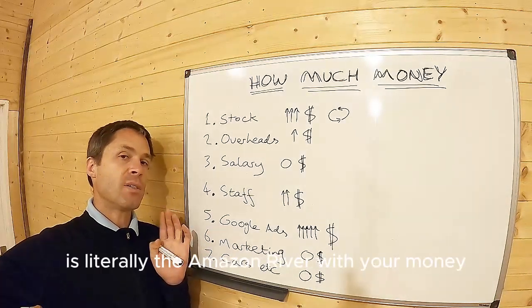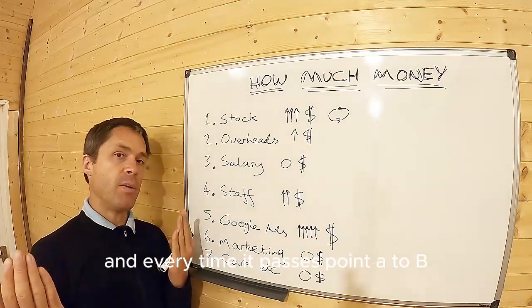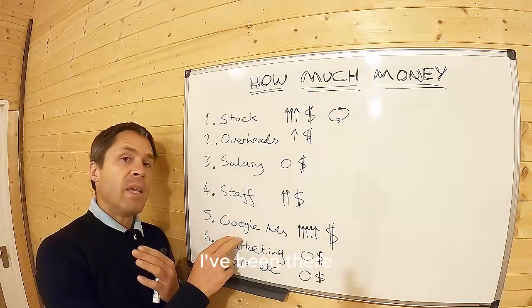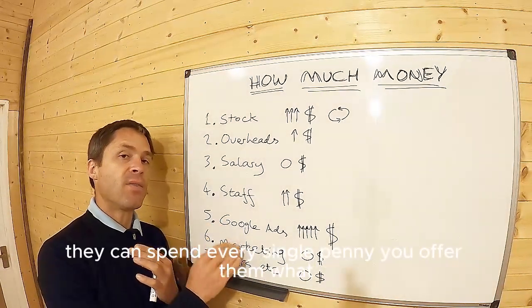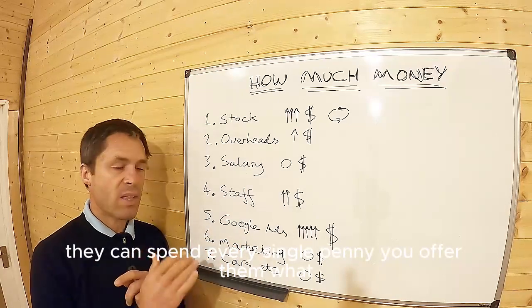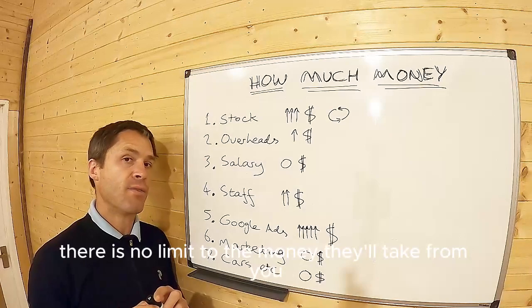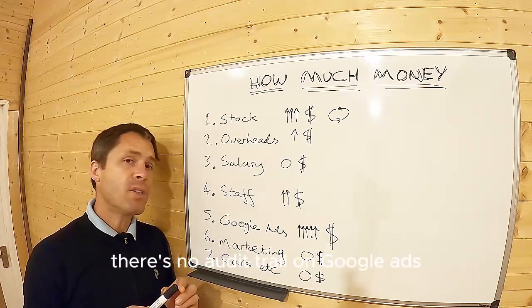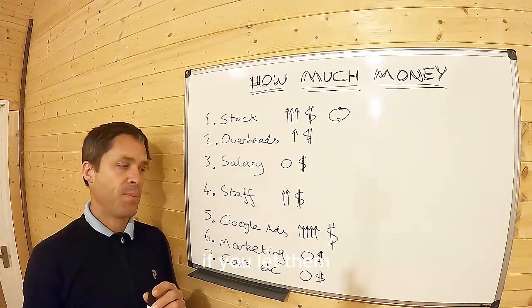Google Ads is literally the Amazon River with your money. And every time it passes point A to B, your money's gone. I've been there, I've tried it, I've done it. They can spend every single penny you offer them. Every single penny. There is no limit to the money they'll take from you. And there's no audit trail on Google Ads if you let them.